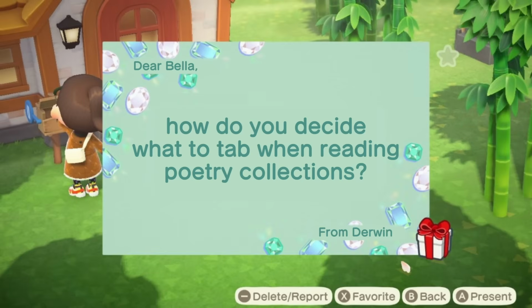How do you decide what to tab when reading poetry collections? I just annotate the ones that I like. It's really not that complicated. Annotating is not that complicated. It's only as complicated as you want it to be. So when I'm reading poetry, I literally just underline what I like.